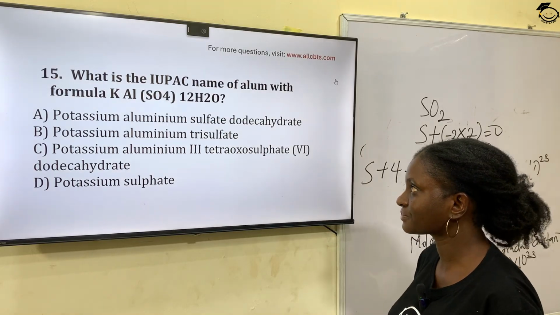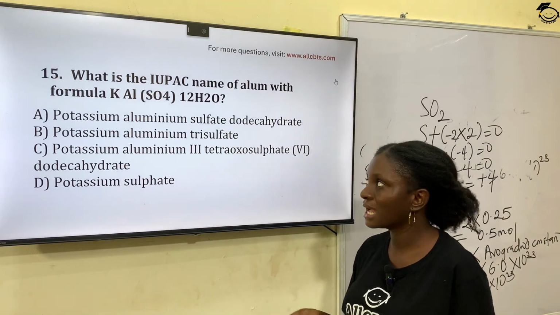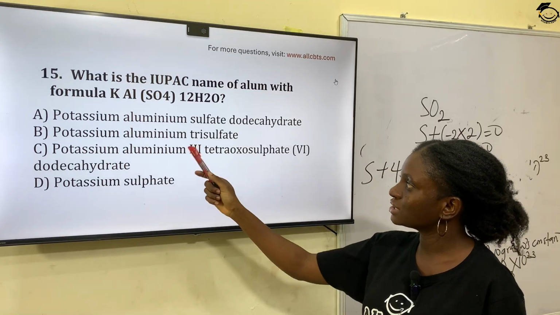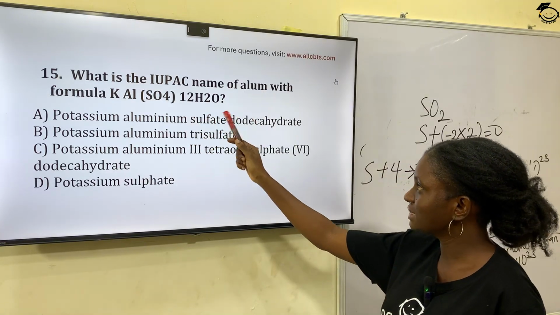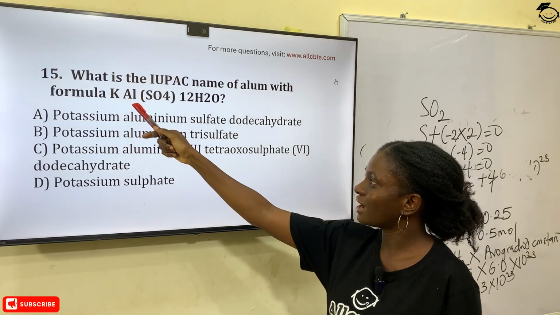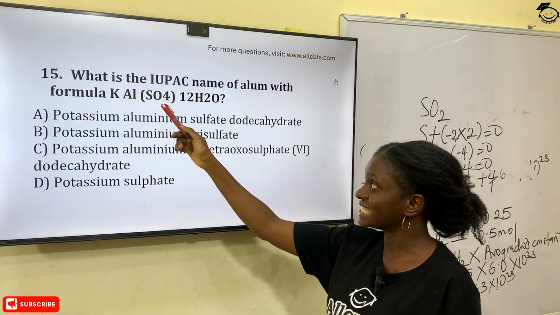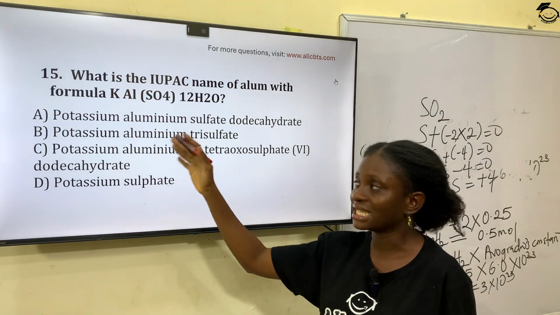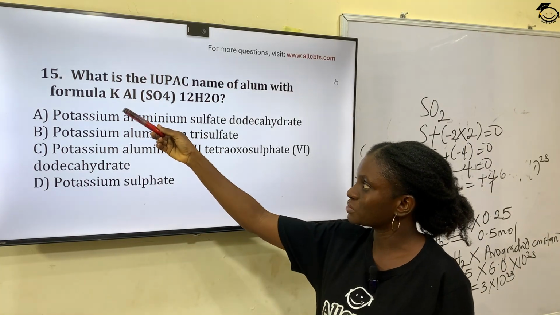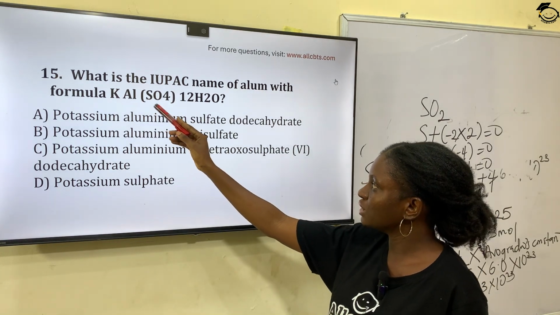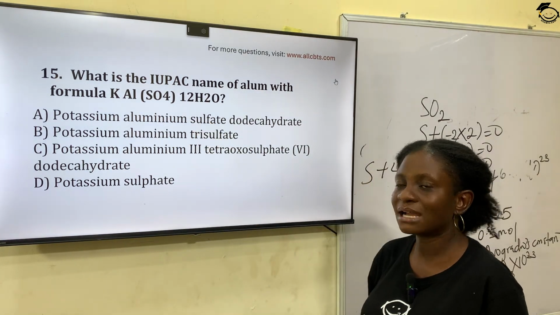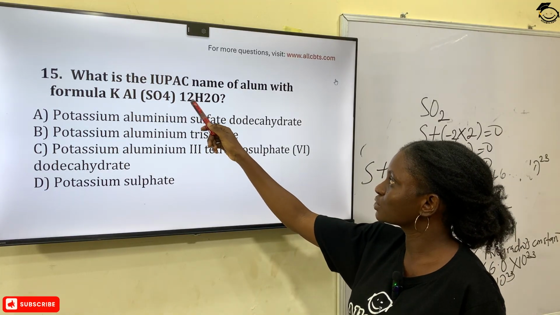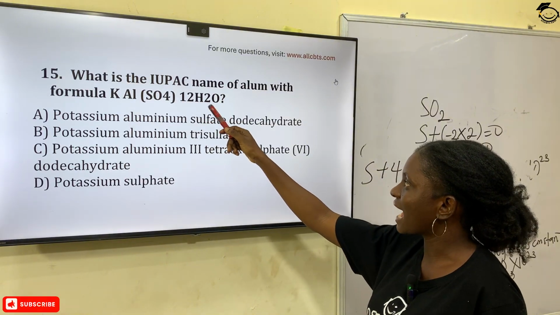Question 15. What is the IUPAC name of alum with the formula potassium aluminium sulfate? That's what the question is asking. So let's take a look at the elements. We have K, which is potassium, this is aluminium, this is sulfate, and because we have 12 molecules of water here, that is why it's known as dodecahydrate.